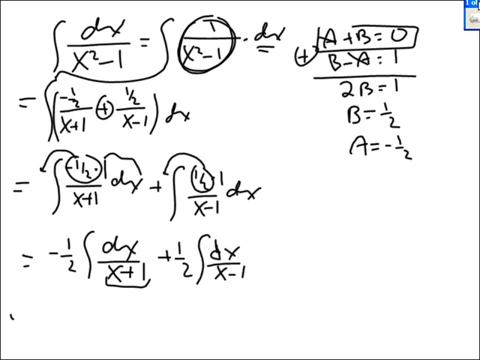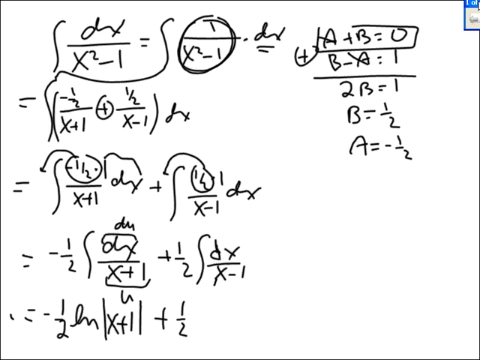If I call that u, then du would be dx. That is, I have minus 1/2 the integral of du over u. But that's the integral of ln of the absolute value of u. So u is x plus 1. Plus a half. If I call that u, that's du. The integral of du over u is ln of the absolute value of u. The u is x minus 1. Plus a constant.